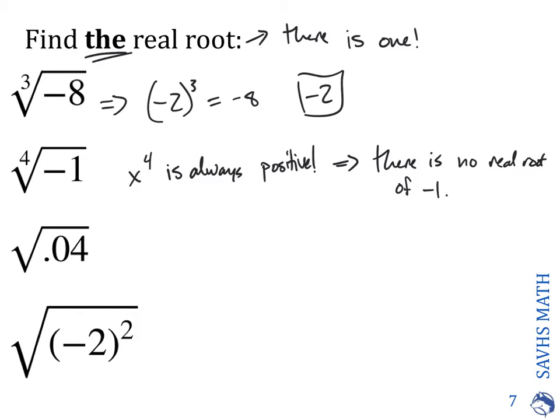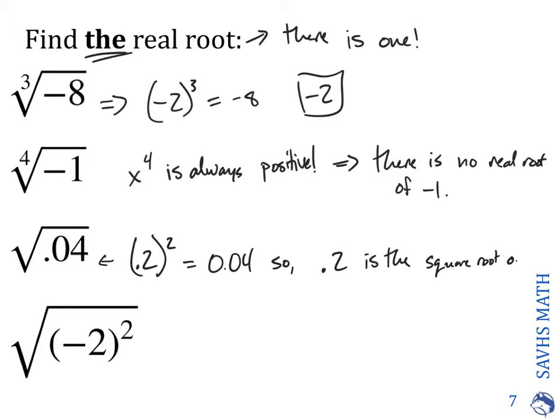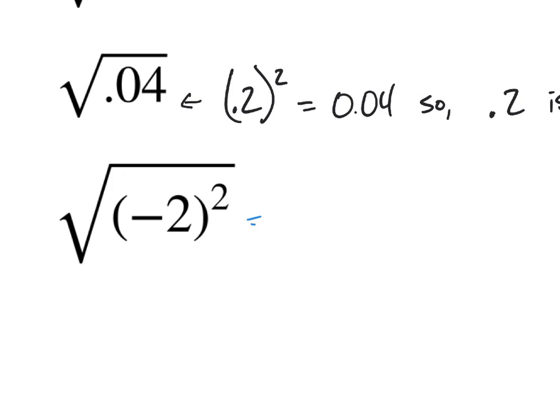Okay. What about this one? Well, sort of like what we saw with the last one, the square root of 0.04 is 0.2. Because if you take this and you square it, you get 0.04. So 0.2 is the square root of 0.04. Okay, this one is where it gets interesting, and I know that I'm kind of rambling for a moment here, but this one is really, really interesting.